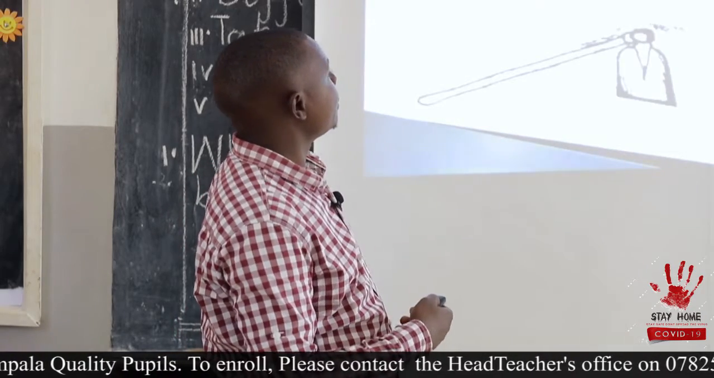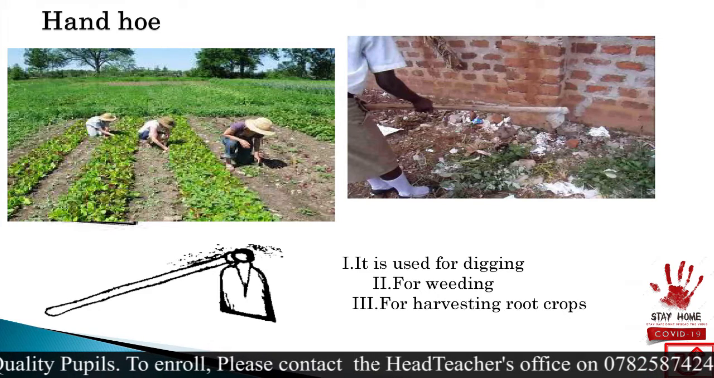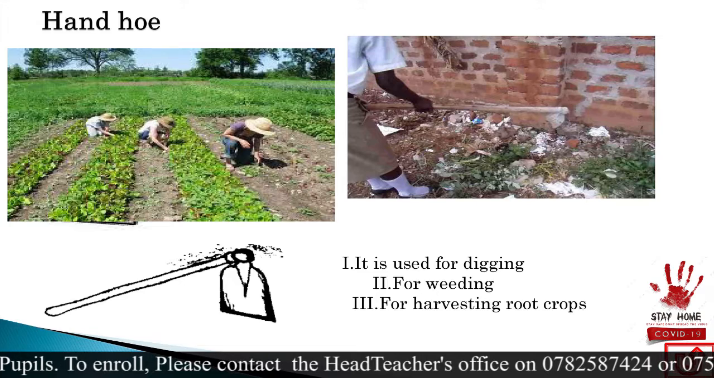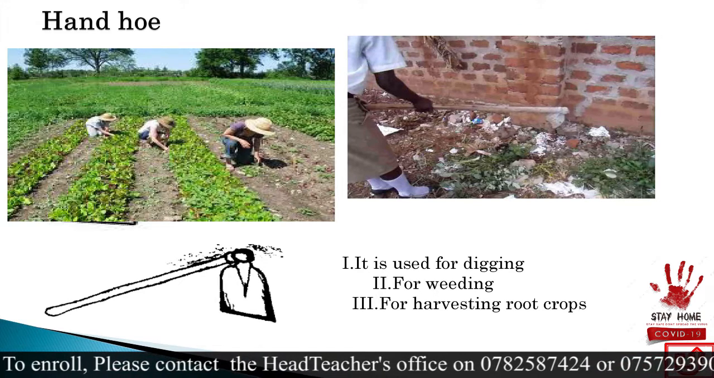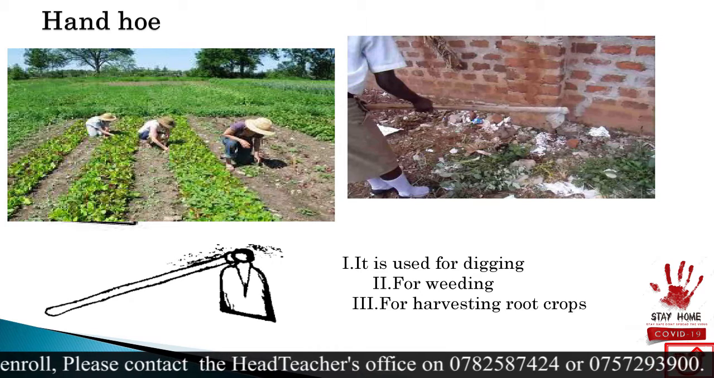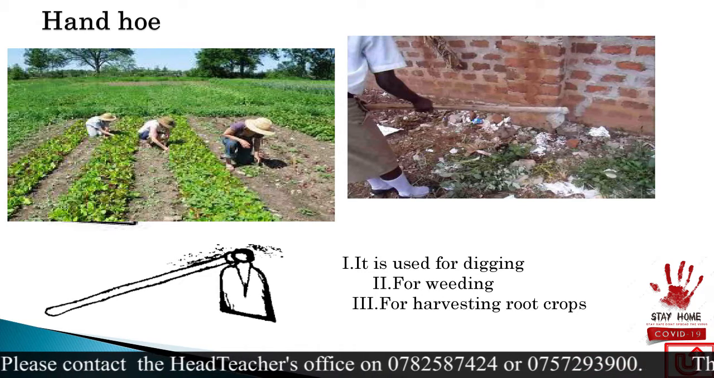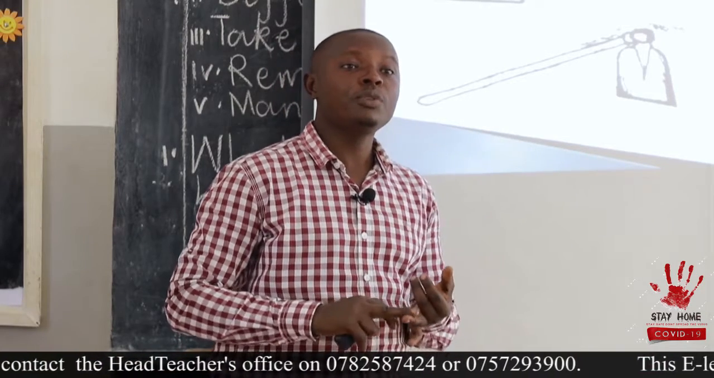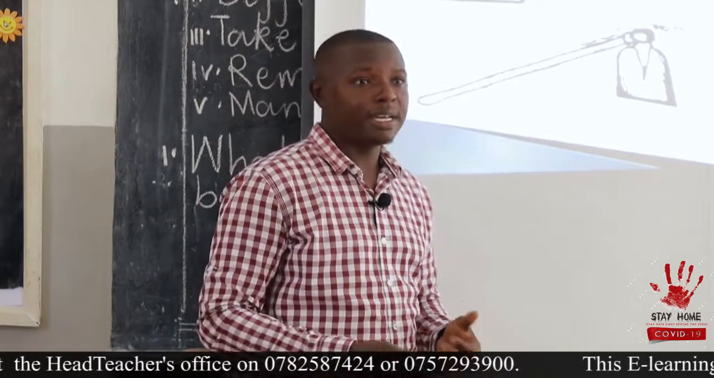Yes. Now, what is the use of a hand hoe? A hand hoe is used for digging. 2, it is used for weeding. You can use it to weed. It is used for harvesting root crops. Which root crops are you talking about? Cassava, sweet potatoes, yams, carrots, and many others.